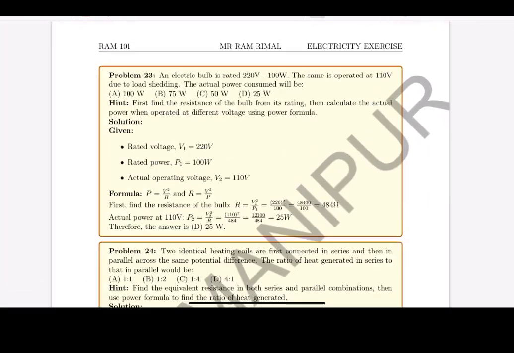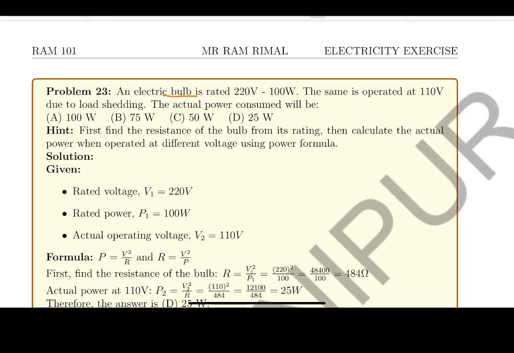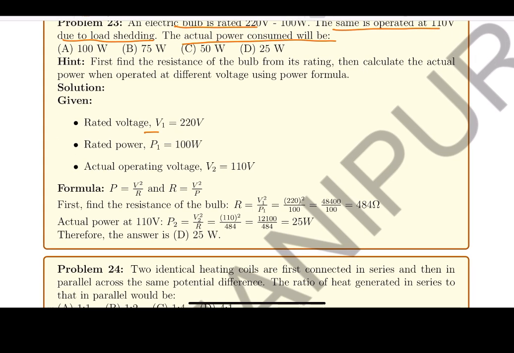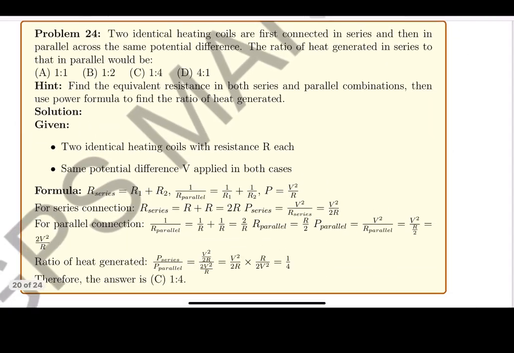Next, question number 23. An electric bulb is rated 220 volt, 100 watt. The same is operated at 110 volt. Due to load setting, what will be the actual power consumed? Voltage V1 is 220, power P1 is 100 watt. Operating voltage is given to be 110 volt. So the formula is P equal to V square by R, so R is V square by P. Use this and you'll find out the answer. So similarly, you can go on.